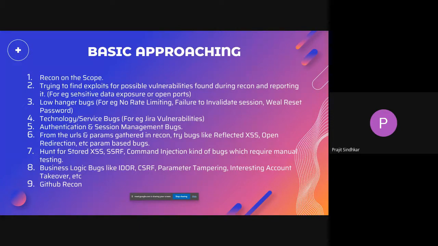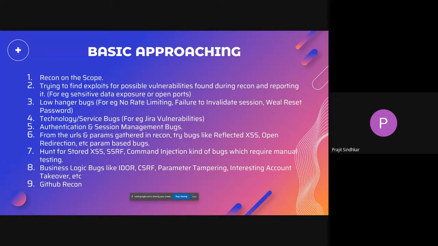After that, I go for authentication and session management bugs, like broken authentication, authentication bypass, then session fixation, and all the issues related to them. I find them. Afterwards, from the URLs and params gathered in Recon, I try reflected XSS, open redirection, SQL injection, etc.